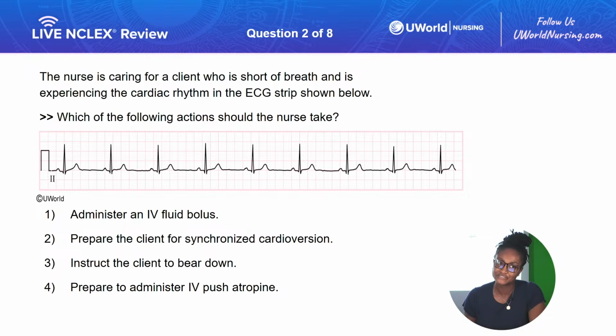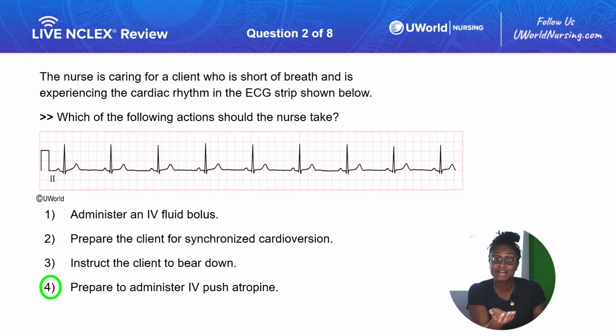So the correct answer for this one is option 4, prepare to administer IV push atropine. But again, like I said, let's go back to the rhythm and try to figure out what it is. Do I see P waves? Yes, I do, and they're very prominent. I can only see 1 P wave in each interval. Do I see QRS waves? Yes, I do. They look regular and right. And the PR interval, for the most part, seems accurate. So I know that this is a sinus type of rhythm, since all of the components with the P and the QRS waves are equal and regular.